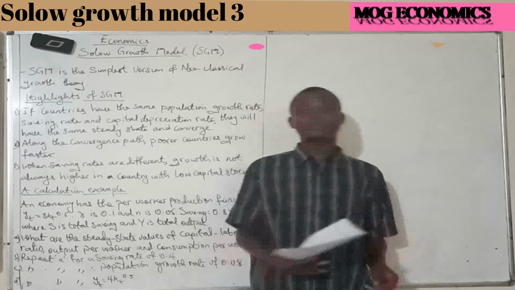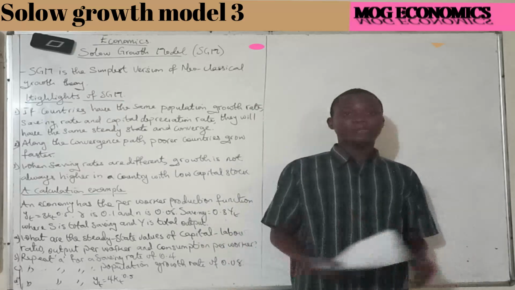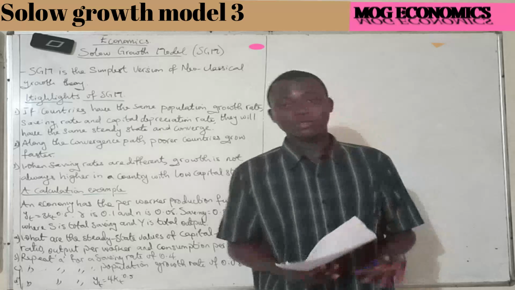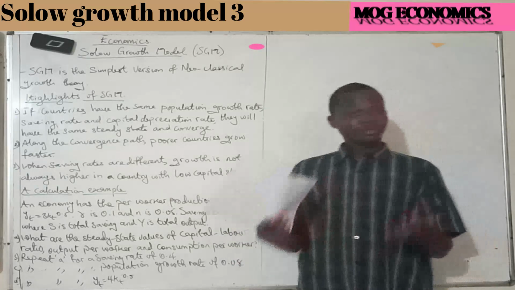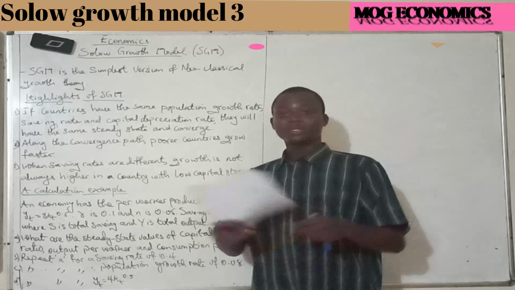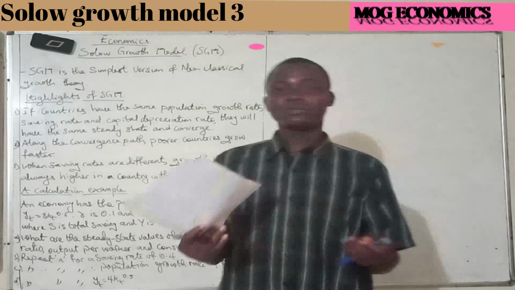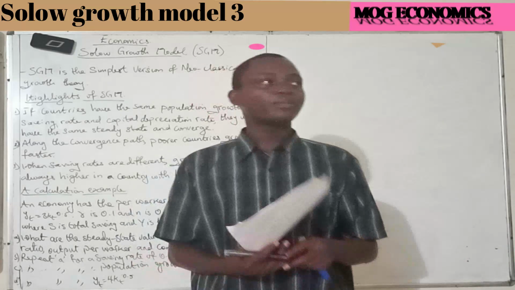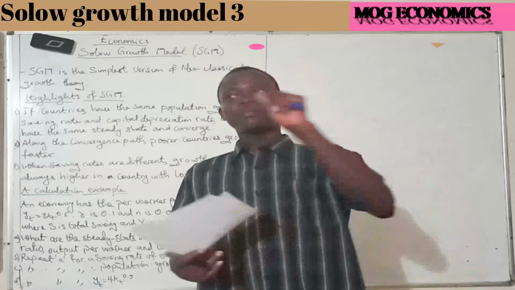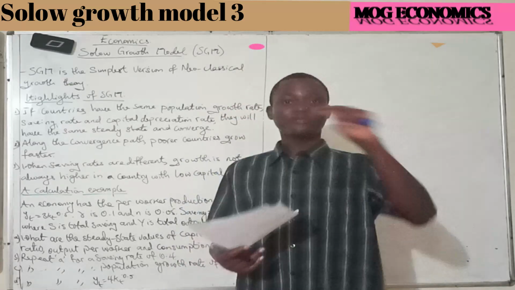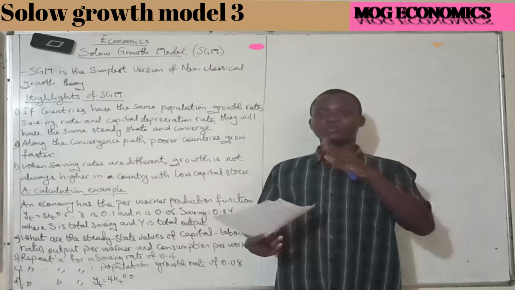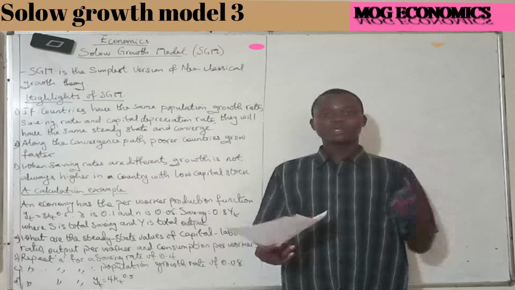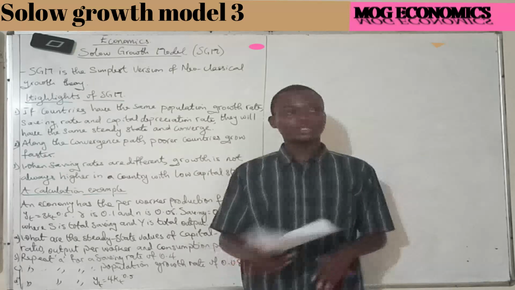Like African countries, for example. Maybe Nigeria, Ghana, and Sierra Leone. If these three countries happen to have the same population growth rate, the same saving rate, and the same depreciation rate, what that means is that they are all going to grow up to a particular point and stay there, so they would converge.